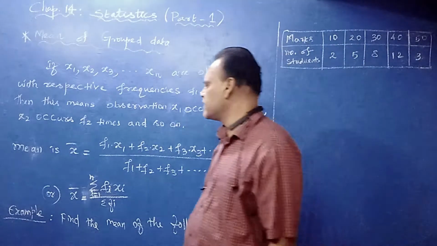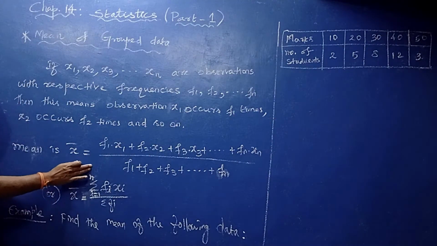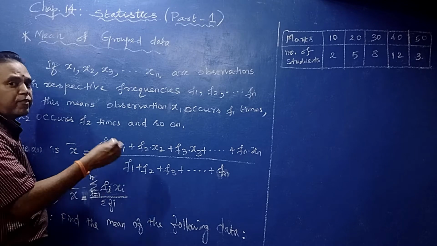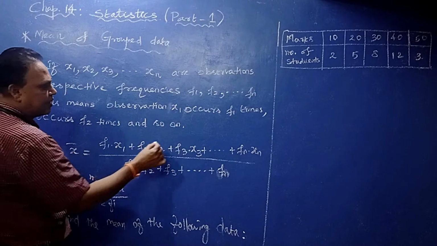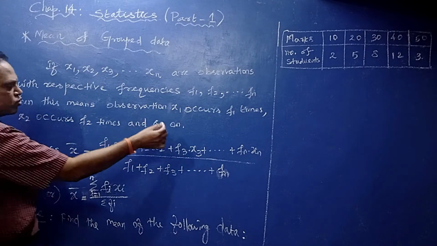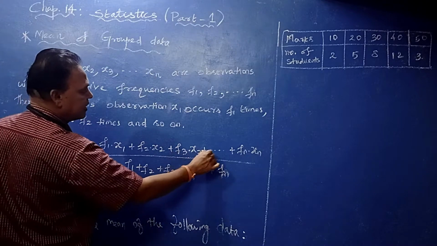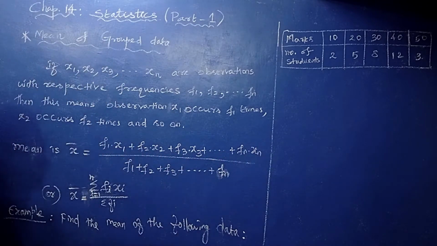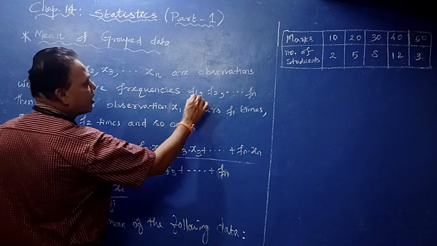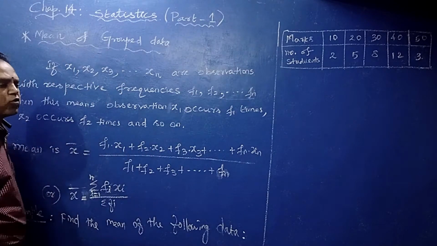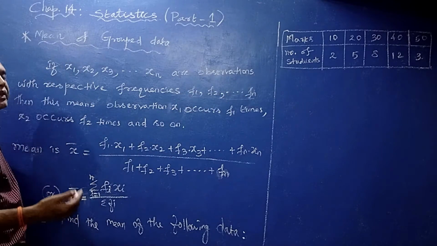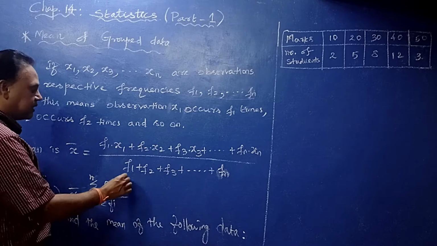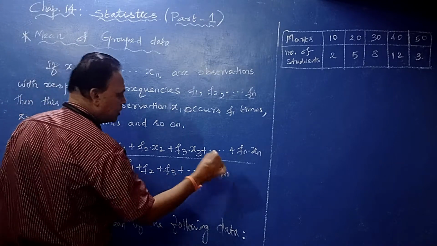Clear? Therefore, the mean is x bar equal to, we have to multiply by the number of times: f1 into x1 plus f2 into x2 plus f3 into x3 and so on, up to fn into xn. Last n-th data means fn into xn. Divided by the total number of observations, that is the total of frequencies. If you add them you will get the total number of observations, that is f1 plus f2 plus f3 plus up to fn.